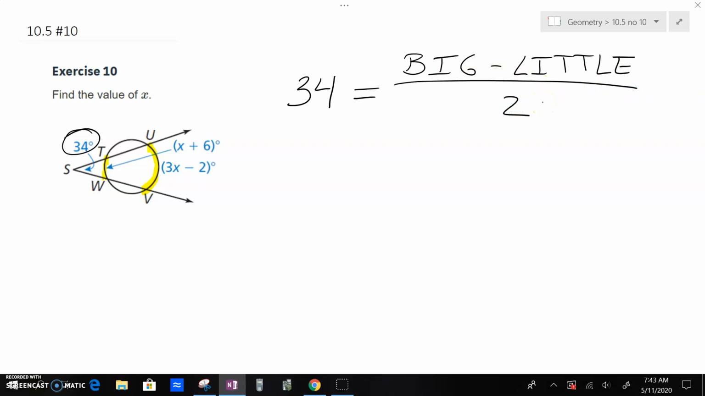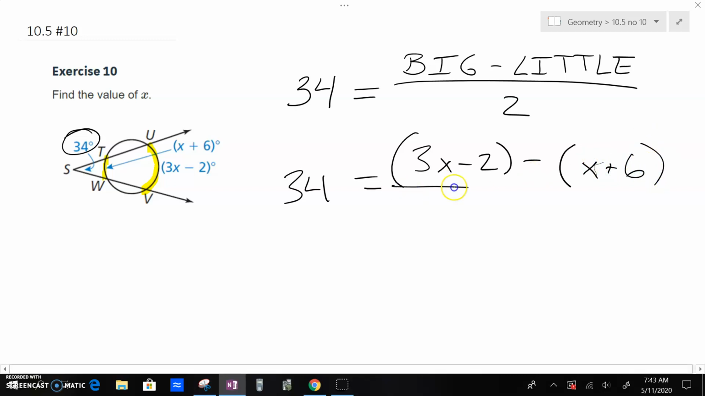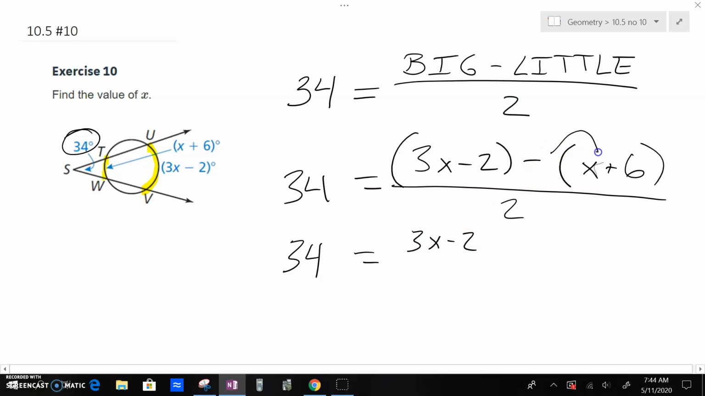So the way these all structure when you have the angle on the outside is the angle equals, in this case big, is 3x minus 2, minus little is x plus 6, and then we're going to divide that all by 2. From here, I'm going to distribute that minus sign to each of those pieces. So I've got minus x minus 6, and I'm going to divide by 2.